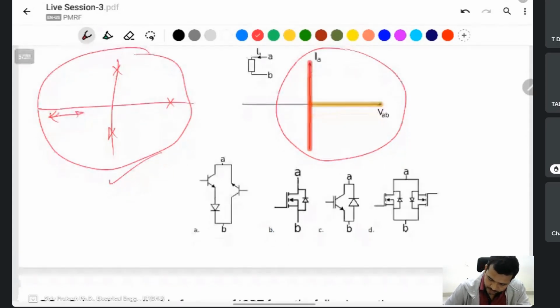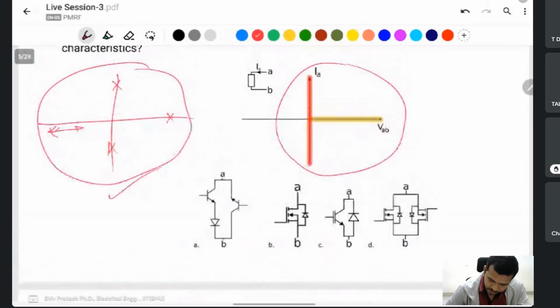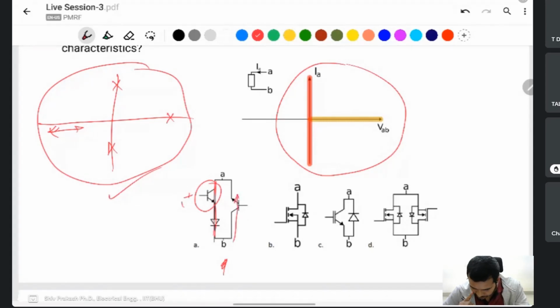Let's see the question. Option A: with this one BJT, if you apply some voltage, it is forward biased, so current will flow. In the reverse direction, current can't flow; it will block the voltage.